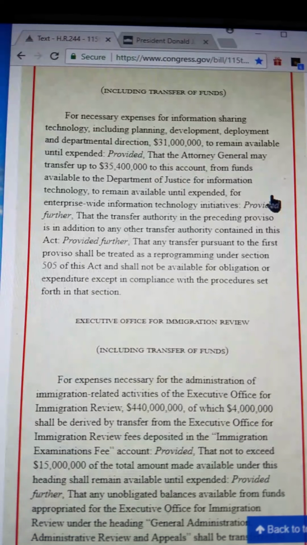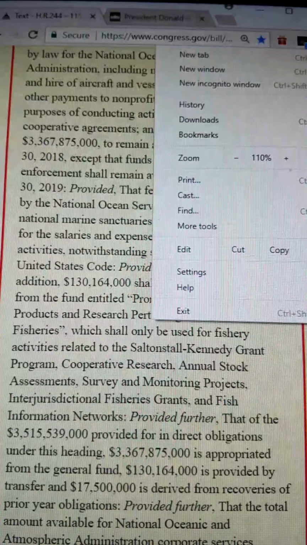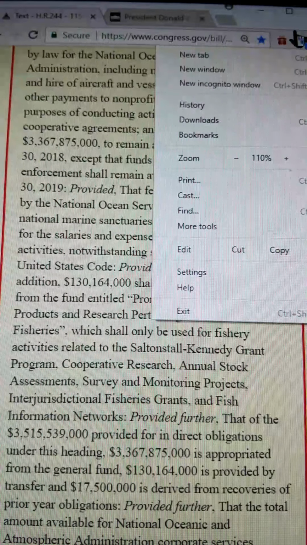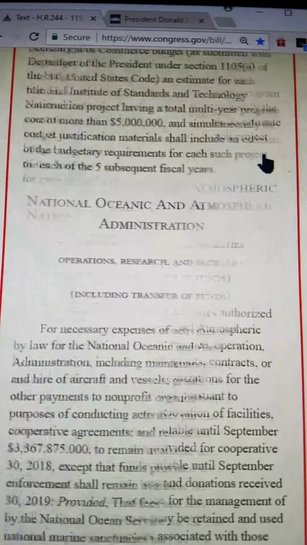Executive Office for Immigration Review. I needed to focus. Come on and focus. Let's see if I move it, will it focus? I'm not for certain why it's not focusing. There it is. Okay. Okay, so it went down a little bit too far.